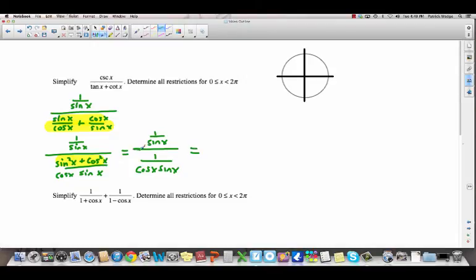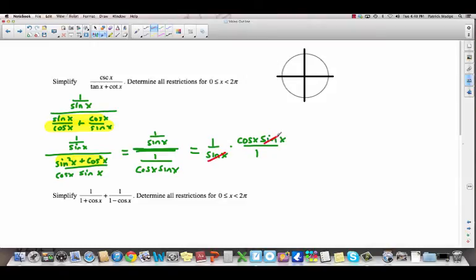Okay, this means divide right here. So we have one fraction, 1 over sine x. We're going to divide it, but let's multiply by the reciprocal. So the reciprocal is cos x sine x over 1. Now you can do some simplifying.